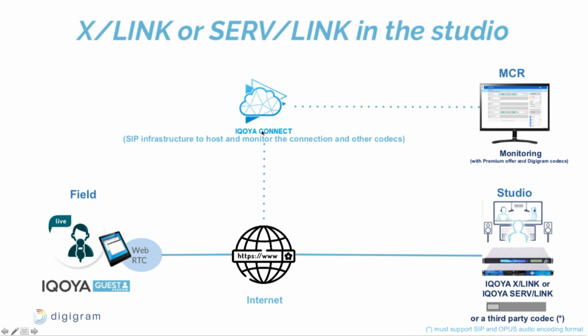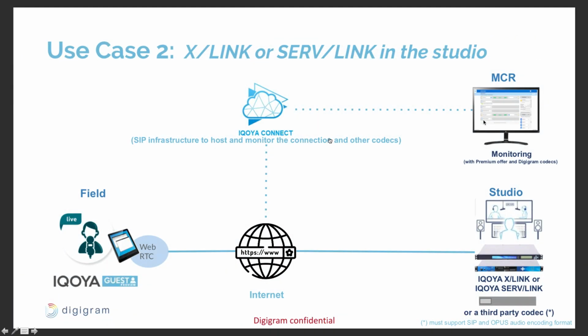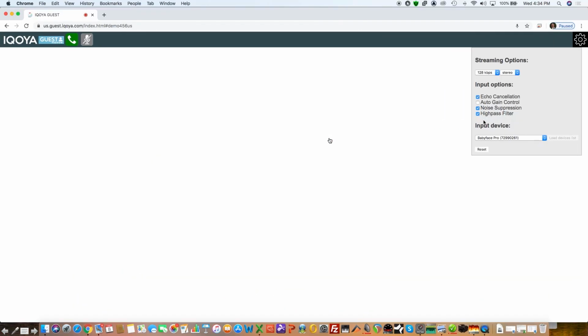Now, IQOYA Connect is the SIP infrastructure that allows all of this to happen. So let me just give you a quick little illustration of this. Now, what I want to do is show you how this works. So I've literally gone to the link, which is going to make a call into my Crosslink, which is in the studio, and that's got music and dialogue and things going on.